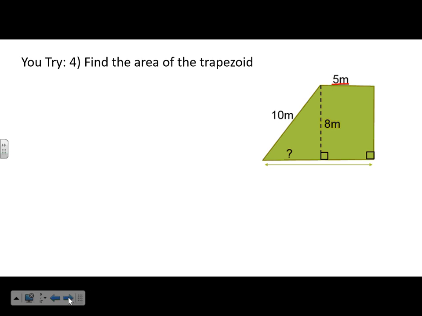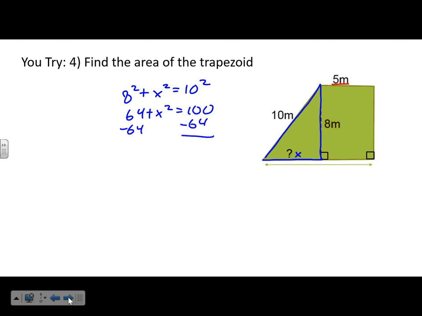So I can look at this triangle, and so I know that it's going to be 8 squared plus, let's just call this x for right now, x squared is equal to 10 squared. That's 64 plus x squared is equal to 100. Subtract 64. X squared is equal to 36. Take the square root of both sides. I get x is equal to 6. So this length right here is 6.